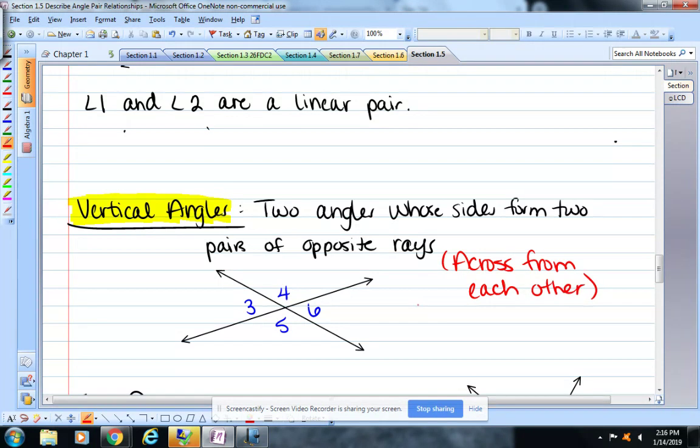So for example, in this picture, angle 3 and angle 6 are vertical angles. And angle 4 and what's the other one? What's across from angle 4? Angle 5. They are vertical angles. The vertical angles are the angles that are across from each other. The ones beside each other are a linear pair. The ones across from each other are vertical angles. Make sense? Okay.